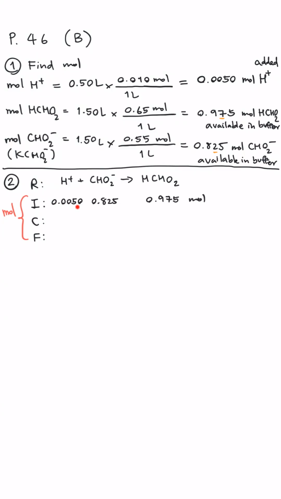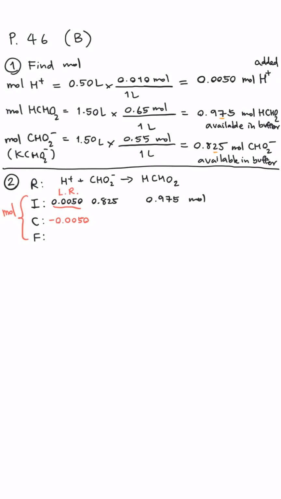When the proton reacts with the weak base, you will see that the number of protons is a lot less than the weak base. Therefore, the proton would be the limiting reactant. The amount of the proton from the strong acid will decrease by 0.0050, which means that it's going to be all consumed at the end.